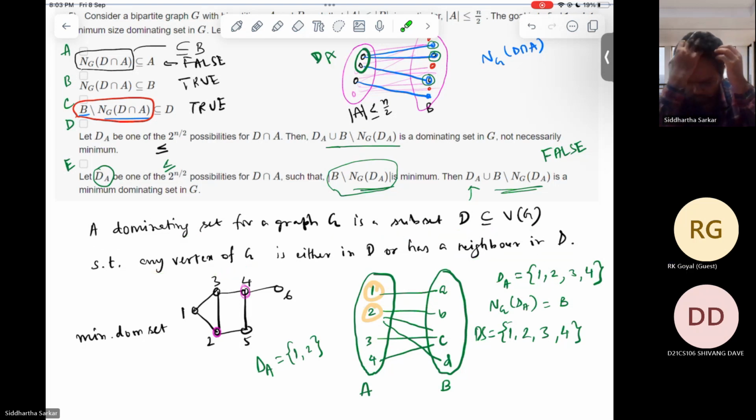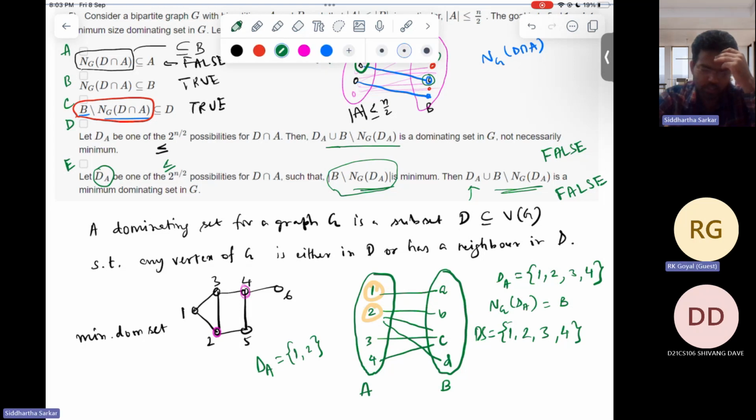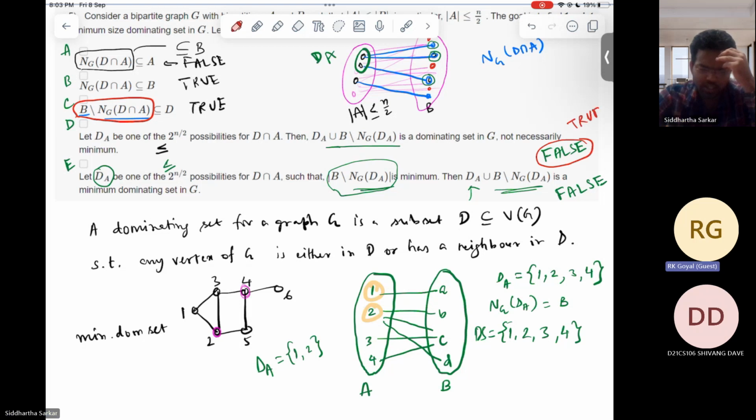So yes, this also looks false. I misinterpreted the definition of the dominating set. In the previous year's offering, they marked this as true. I think this is incorrect. So I am saying that this is false, but they marked it as true. That's why I was carried away and I declared it as true. But I will recheck this. I believe that this is false because we have a counterexample.